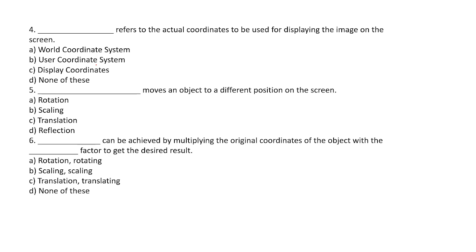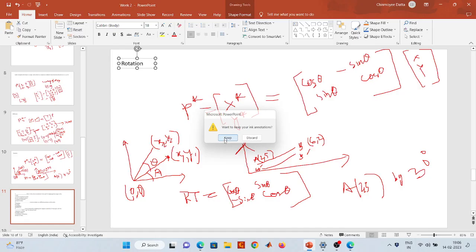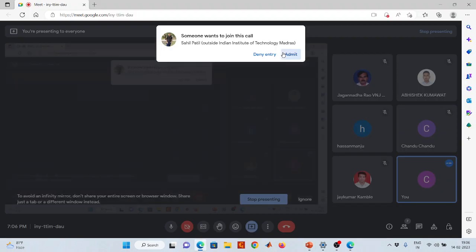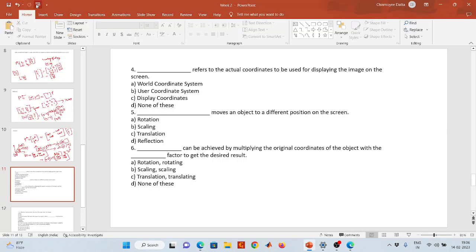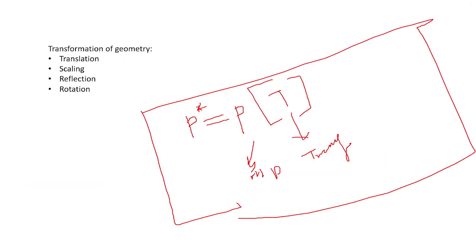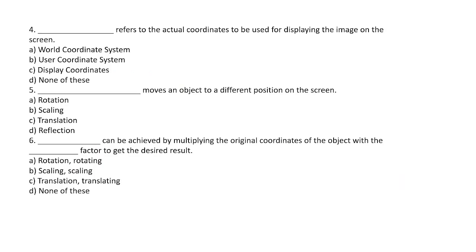And the next one is display coordinate system, right? Sorry. And the next one is display coordinate system. So it is nothing but it refers to the actual coordinates to be used for displaying the image on the screen. So the same question is given, that refers to the actual coordinates to be used for displaying the image on the screen. That is option C, right?